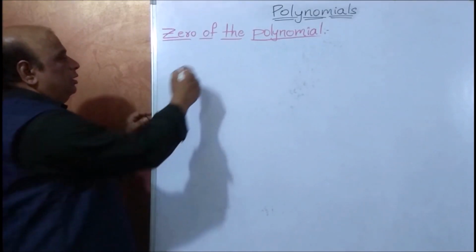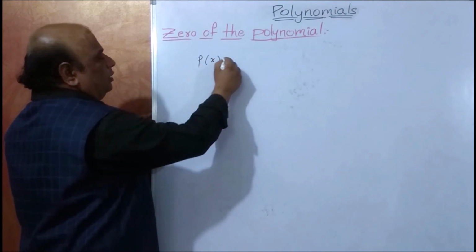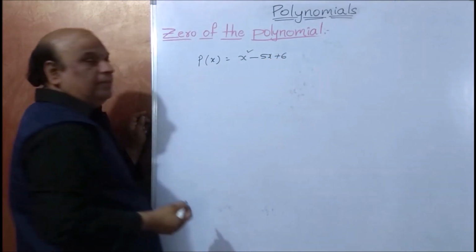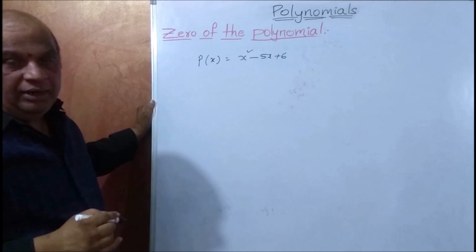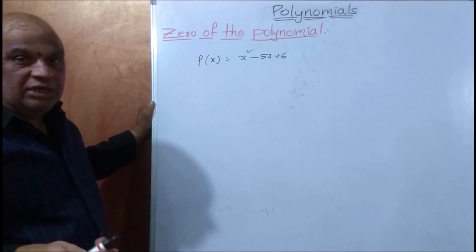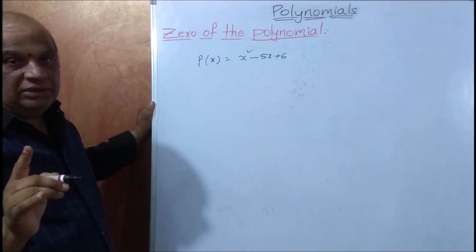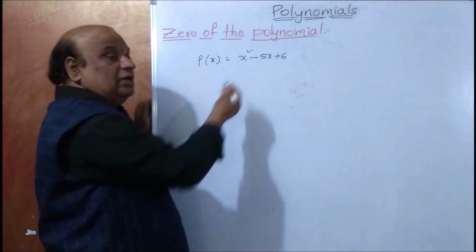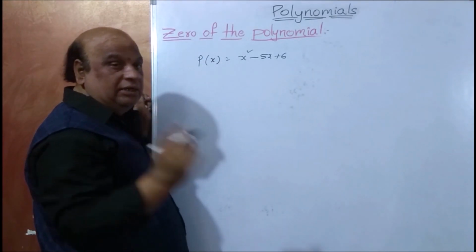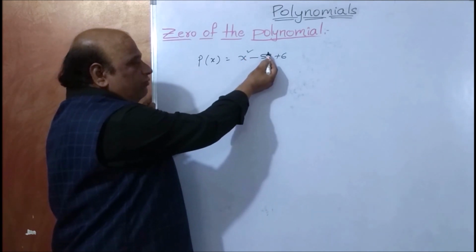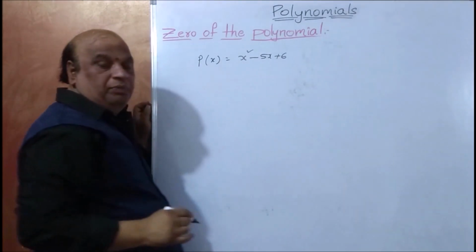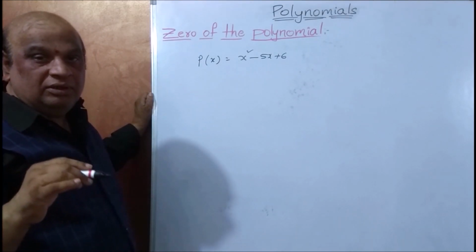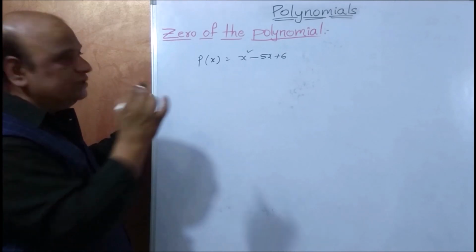Next, one more example. P of x is equal to x square minus 5x plus 6. We observe here that in the previous examples, they are first degree polynomials. Here, this is a second degree polynomial. You first observe whether it is a polynomial or not. First you have to check the powers. The powers are 2, 1, 0. All these are whole numbers. So if the powers are whole numbers, then it is a polynomial.